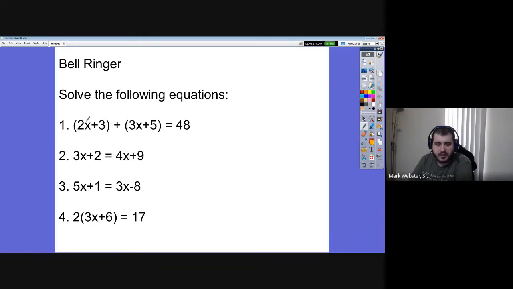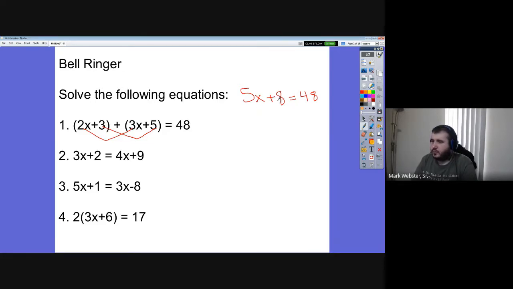the like terms together. So we're going to take the 2x and add it to the 3x. We're going to take the 3 and add it to the 5. I don't like saying it that way, because "and" means multiplication for a lot of people. And so we get 2x and 3x makes 5x. 3 and 5 makes 8. And that equals 48. And then going forward, I'm just going to solve.